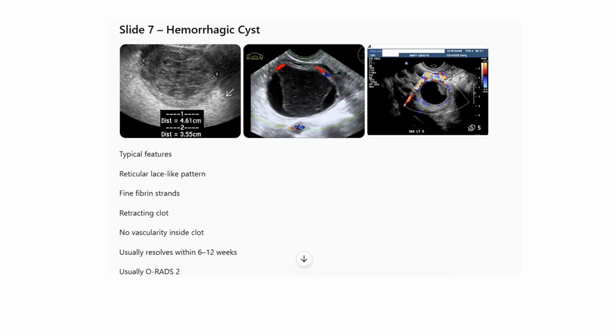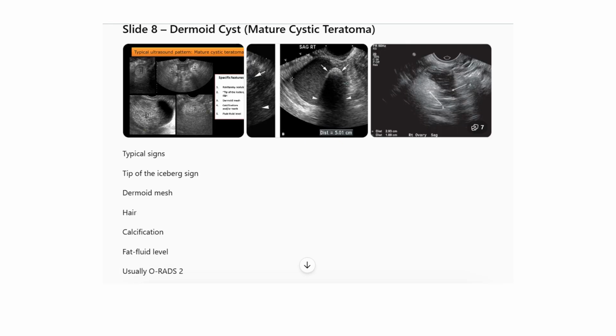Now the hemorrhagic cyst. Typical features of a hemorrhagic cyst: a reticular, lace-like pattern, fine fibrin strands, and a retracted clot. There is no vascularity inside the clot, so there's no perfusion on Doppler. It usually resolves within 6 to 12 weeks. Usually these are O-RADS 2.